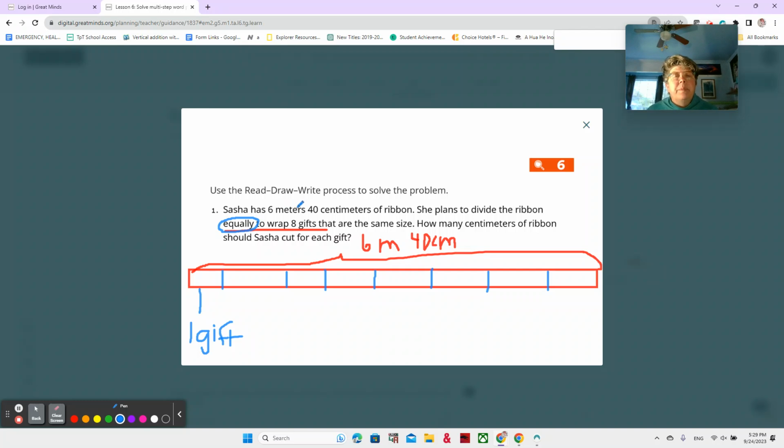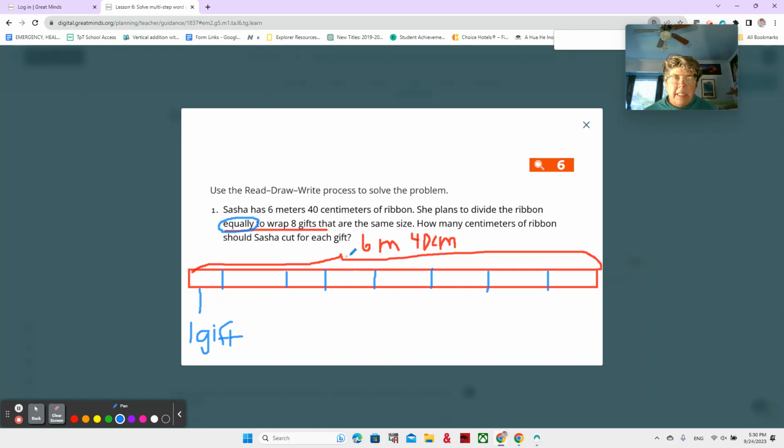Sasha has 6 meters and 40 centimeters of ribbon. She plans to divide the ribbon equally to wrap 8 gifts that are the same size. How many centimeters of ribbon should Sasha cut for each gift? Okay, so cutting it in equal parts, and the total is in meters and centimeters. When we learn new information, we can revise or add to our model.